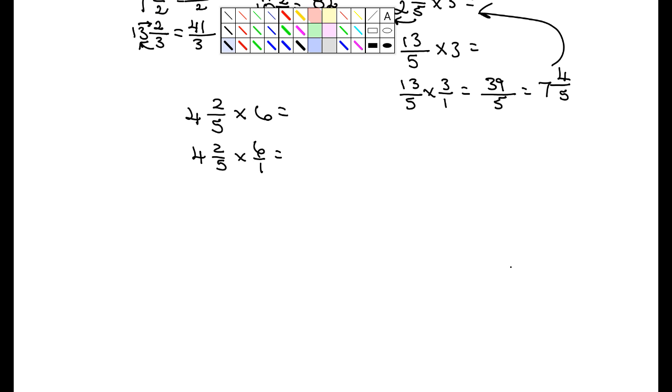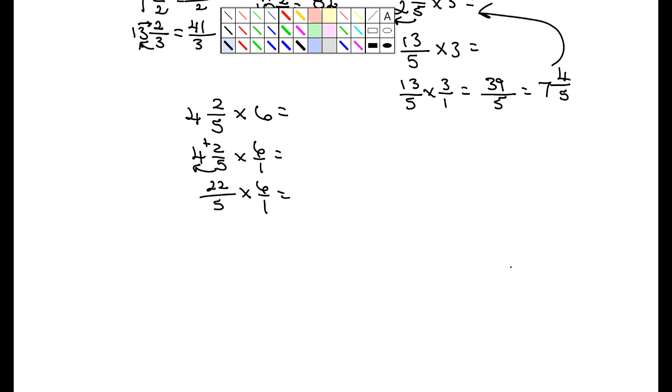Okay? You want to try it? Yes. So you multiply 5 times 4, that's 20. Good. Add 2, that's 22. Okay, so 22 over what? 22 over 5. Okay. Times 6 over 1. Now what? Now you multiply across.